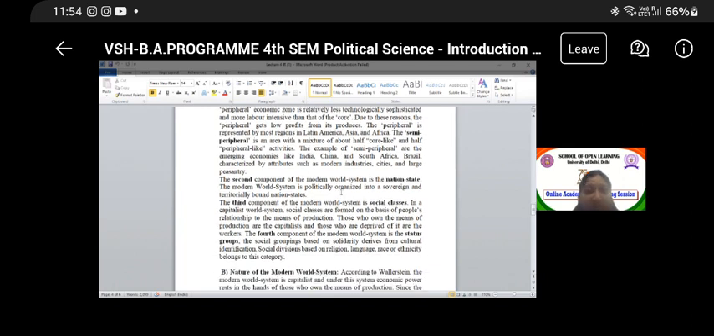The second component of the world system is the nation state. The modern world system is politically organized into sovereign and territorially bound nation states. All the states have their distinct boundaries. They are sovereign. They have supreme authority over their citizens, and within their boundaries they have a certain system. So these are nation states.